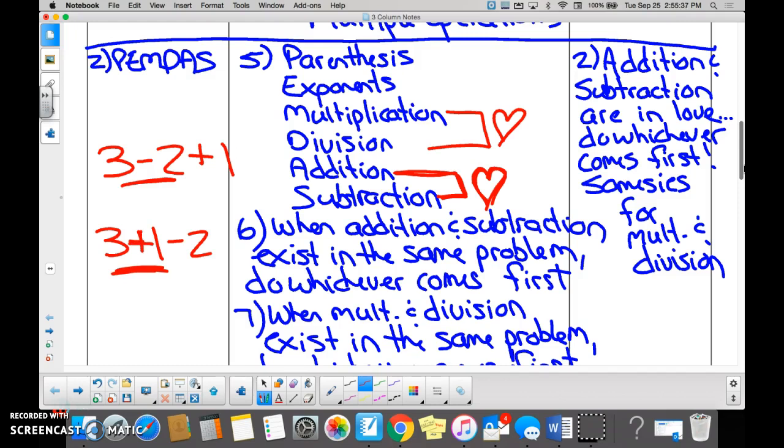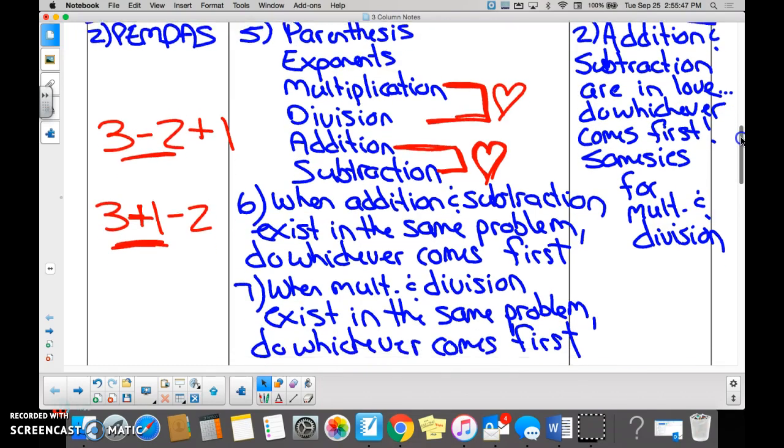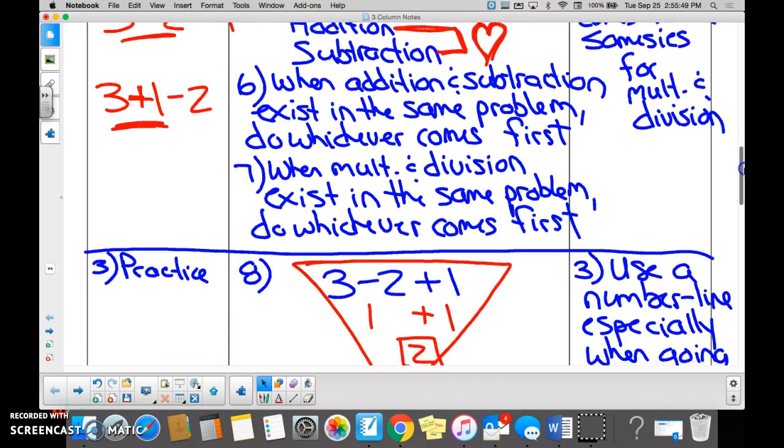And then multiplication and division the same. They're in love, which means they're equals. Whichever one comes first in a problem, if they both exist in a problem, would come first. Okay? So we rewrote for number 6 and number 7, we wrote those rules down, and then we did some practice.